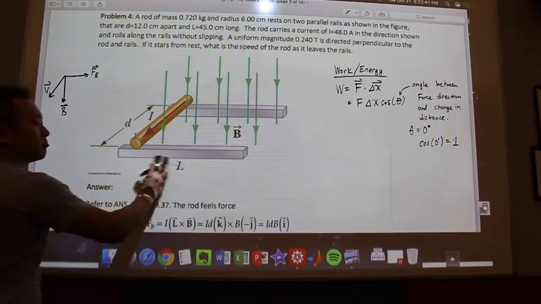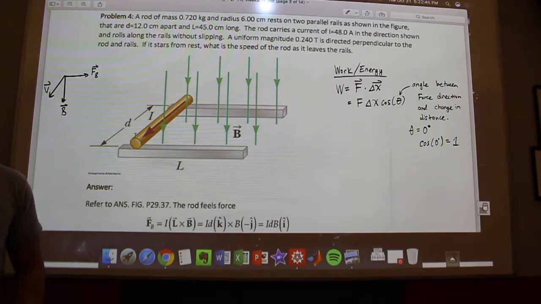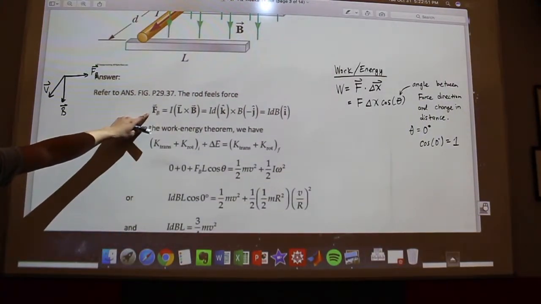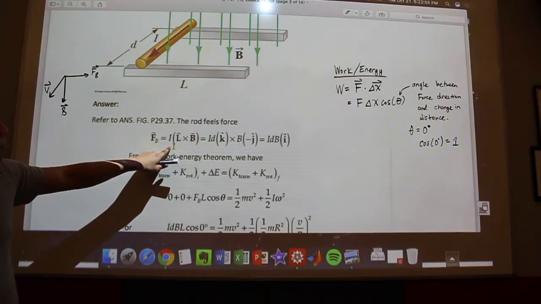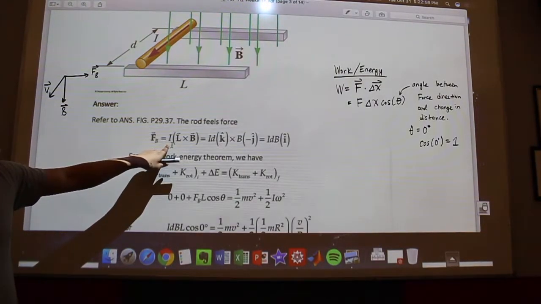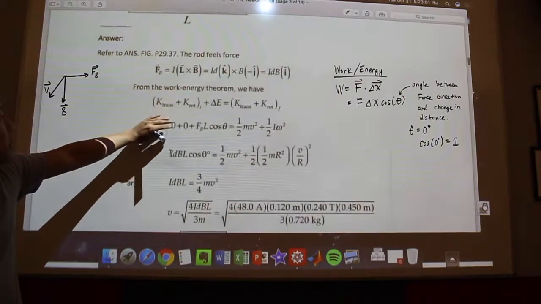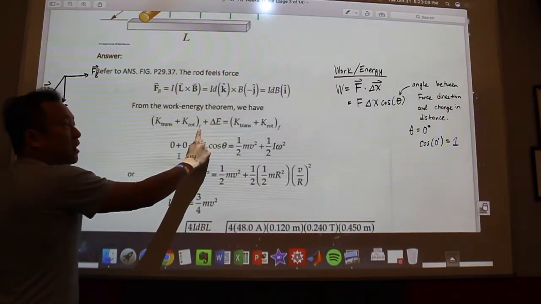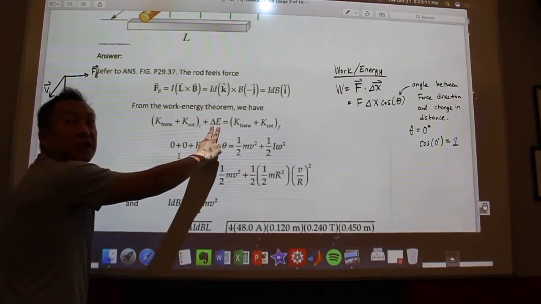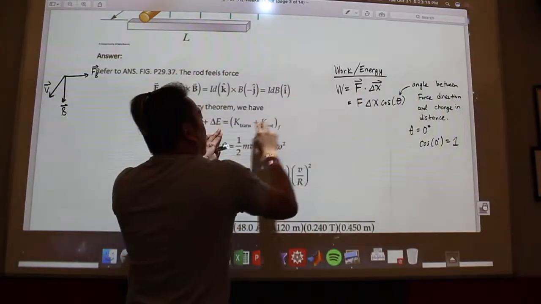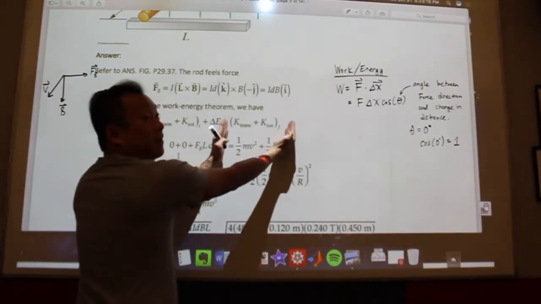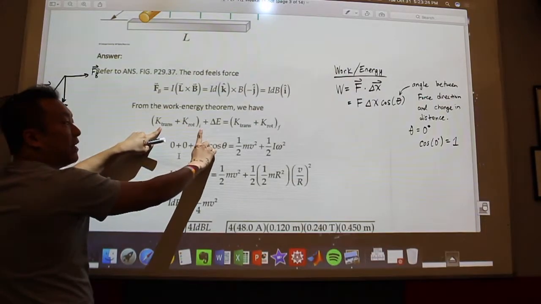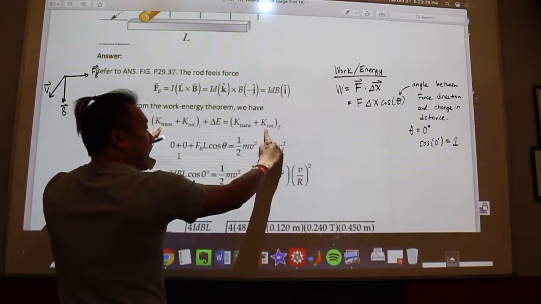All right? Let me just scroll on up to show you guys. Let's look at one line at a time here. Ignore that one, just look at this one. Kinetic energy of translation plus kinetic energy of rotation in the initial state plus the change in energy. Well, the change in energy is the work done. Initial equals final. Energy is conserved, so that's what you write down. K translational plus K rotational initial plus the work done equals K translational plus K rotational final.